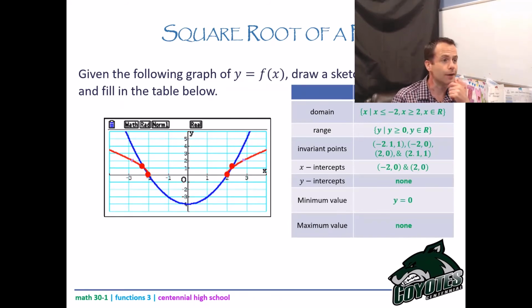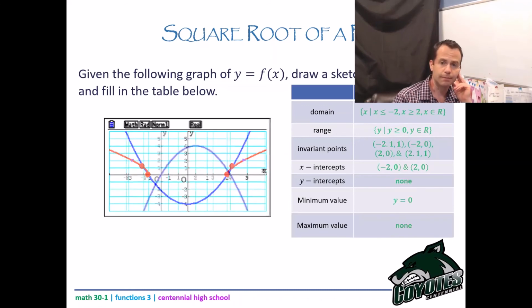Another little conversation there is be careful, don't put infinity. Some kids think, oh, I'm going to look really, really smart and I'm going to say the maximum value is infinity. That's kind of a misnomer because infinity isn't a value, it's a direction. So if I ask you for the value, infinity is not an answer that you can give me. You'd have to say there is no maximum value, okay?